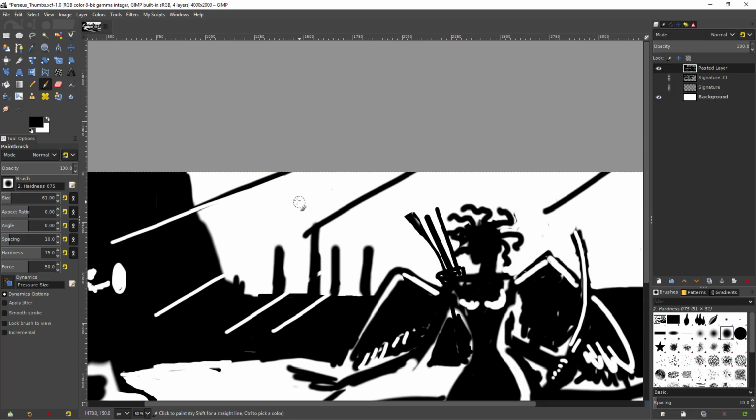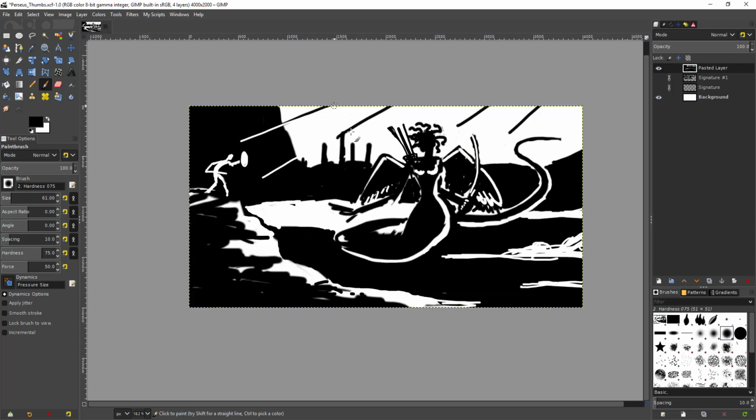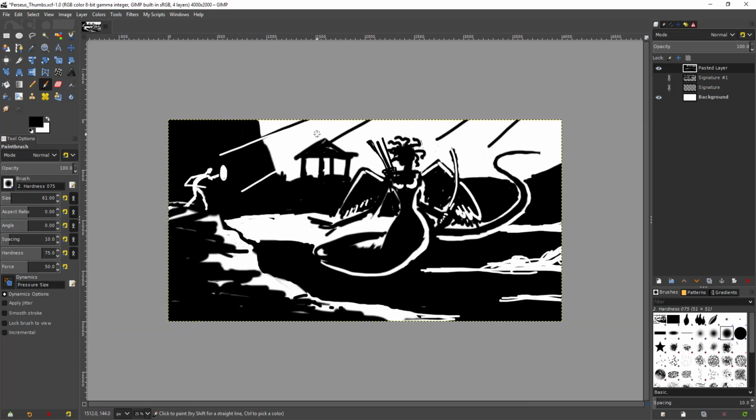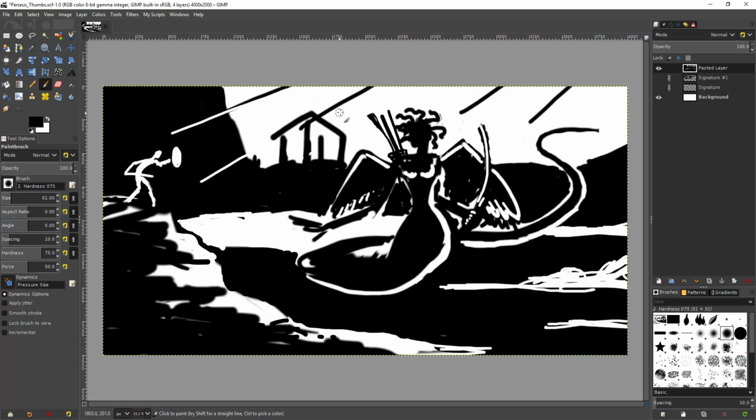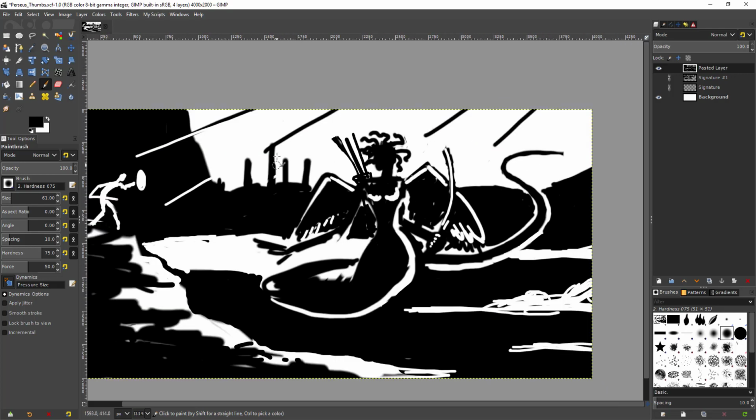I have to think of a way to make sure they don't just look like random structures back there. So I guess one way would be to have a Greco-Romanesque kind of roof. But then if I do that, it doesn't really look like ruins, does it? So I'll have to think about that. And then in this area here, the white on the top.